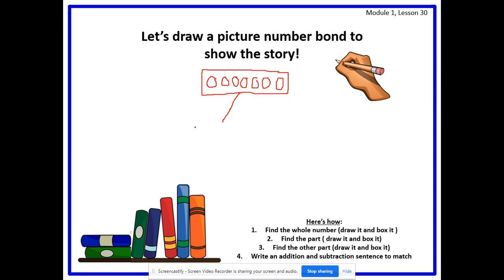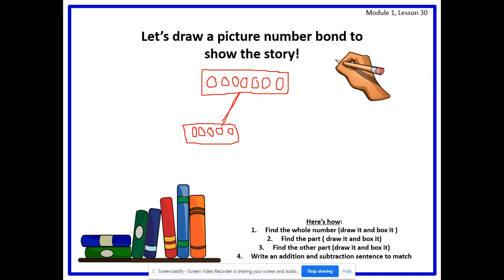Draw them with me. Get ready. 1, 2, 3, 4, 5. You go ahead and box it. And you draw a line to connect them. Make sure you go ahead and practice doing this because we're going to need to know how to draw a picture number bond to solve our problems. If at any point you need more time, go ahead and press pause and press play when you're ready to continue.